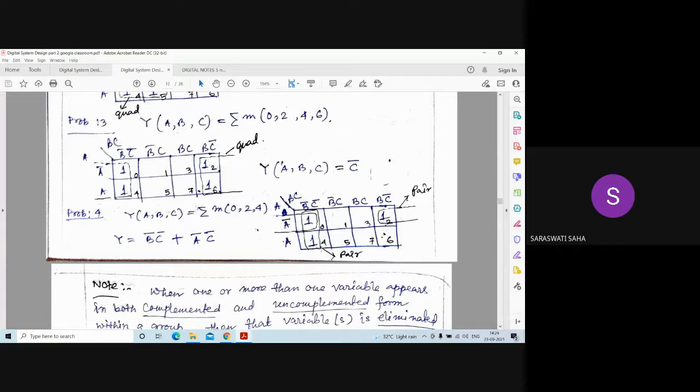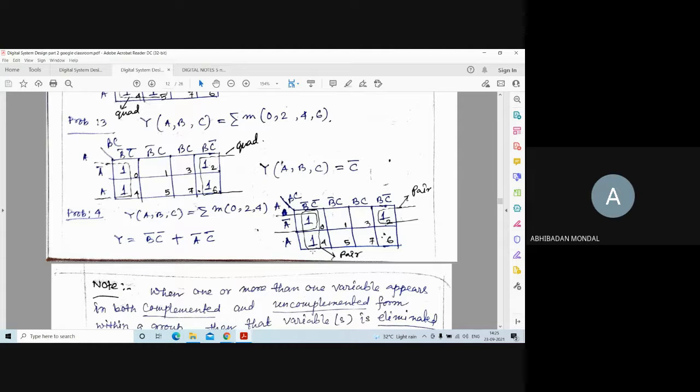Okay, so priority wise, first check what is possible. Is a pair possible? If the answer is yes, pair is possible, then take the pair. If pair formation is not possible, then only you can take the corresponding min term as a single term. Is it clear?